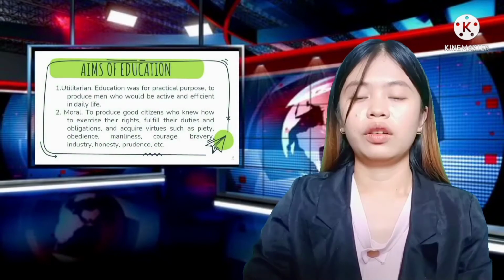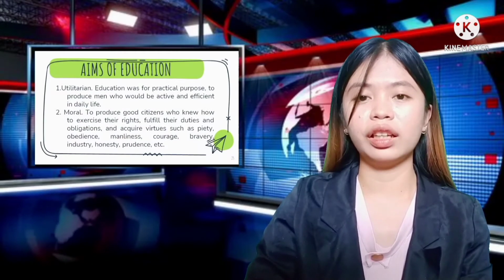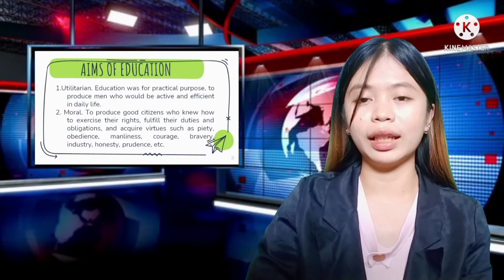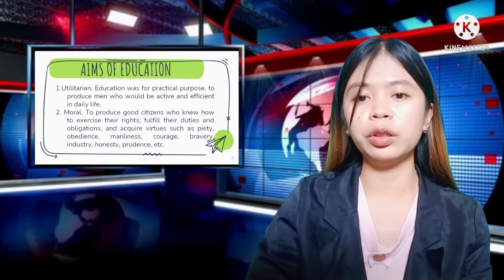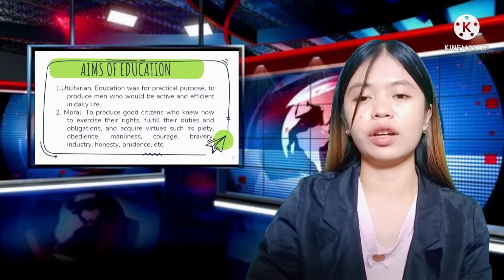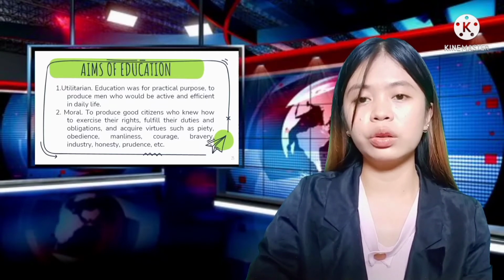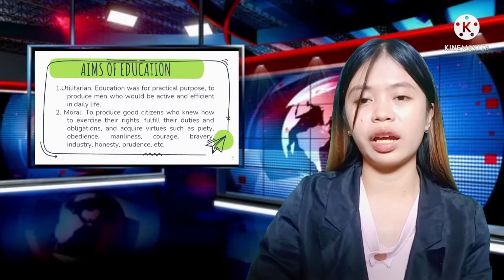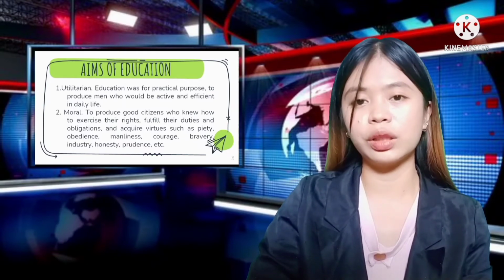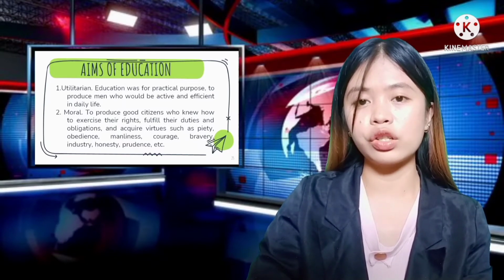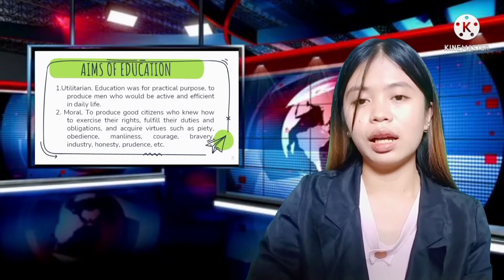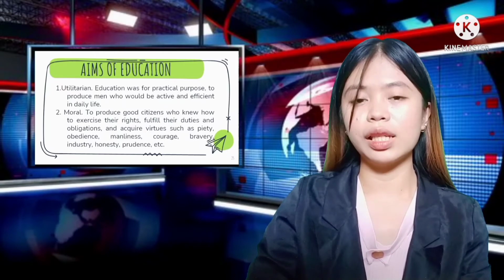The Romans judged things by their usefulness. For the aims of education, first, utilitarian. Education was for practical purposes, to produce men who would be active and efficient in daily life. Second, moral, to produce good citizens who knew how to exercise their rights, fulfill their duties and obligations, and acquire virtues such as piety, obedience, manliness, courage, bravery, industry, honesty, prudence, and so on.